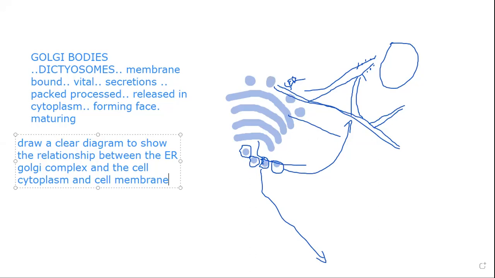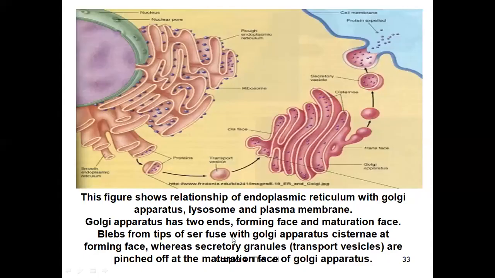ठीक है, now let us go back to the next slide. Now I will show you this slide. इसका स्क्रीनशॉट आप लोगों ने ले लेना. You have to take the screenshot. This figure shows the relationship between the endoplasmic reticulum, the Golgi apparatus, the lysosomes, and the plasma membrane. This is a very, very important sketch.